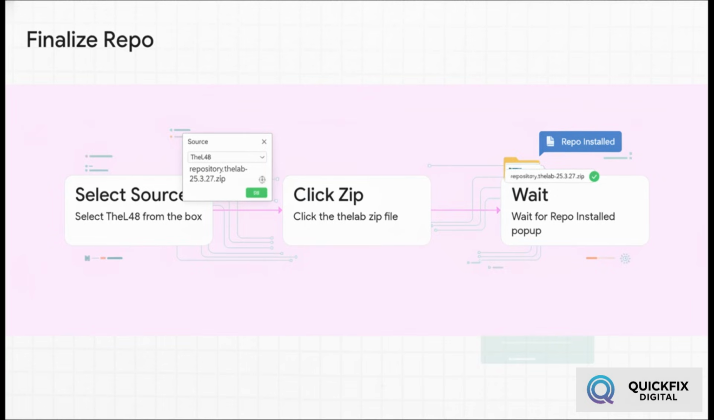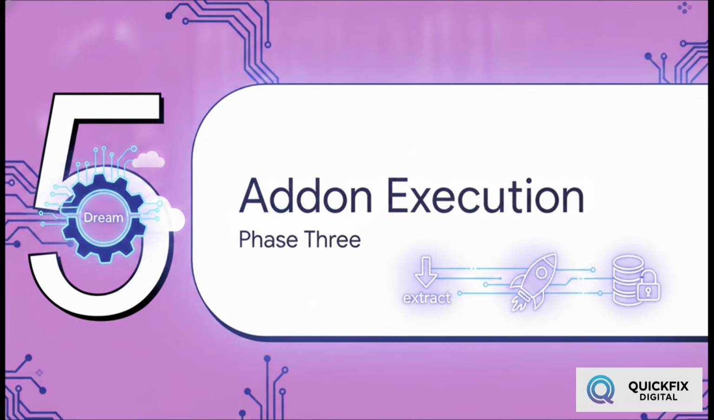That's repository.thelab-25.327 zip. Just a quick heads up, Wireless Shack notes that you should always use the newest version if there happens to be an update listed there. After you click it, just wait. Sit tight and don't click anything else until you see the repo installed notification physically pop up on the top right of your screen.